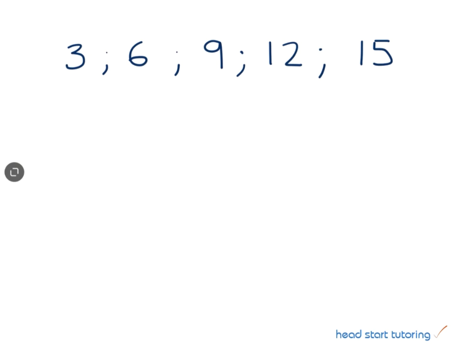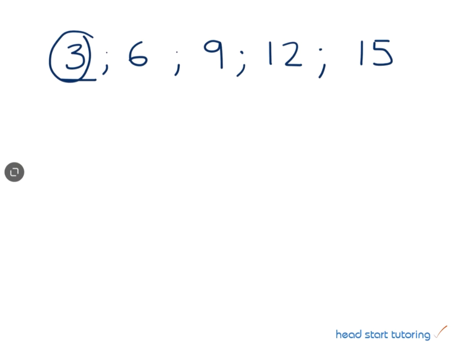As I'm sure you have picked up, I have written down the first 5 numbers in the 3 times table. And what we are working on here is multiples. A multiple is a number that appears in a particular number's timetable. So 3, 6, 9, 12, and 15 all appear in the 3 timetable. So 3, 6, 9, 12, and 15 are the first 5 multiples of 3.